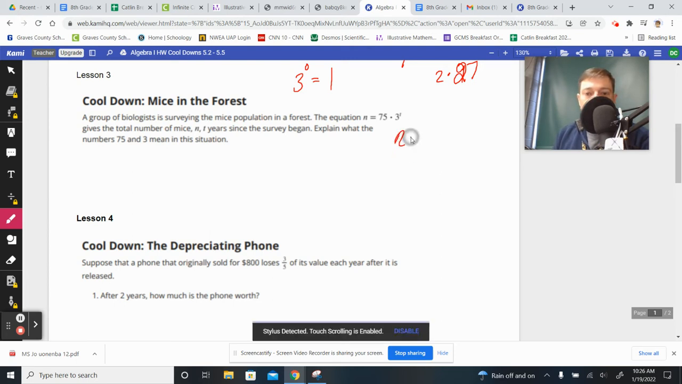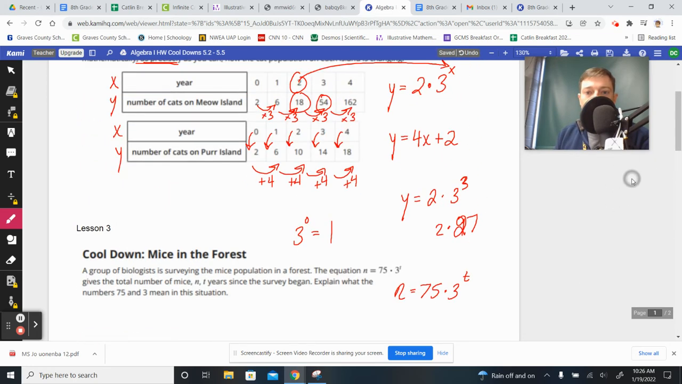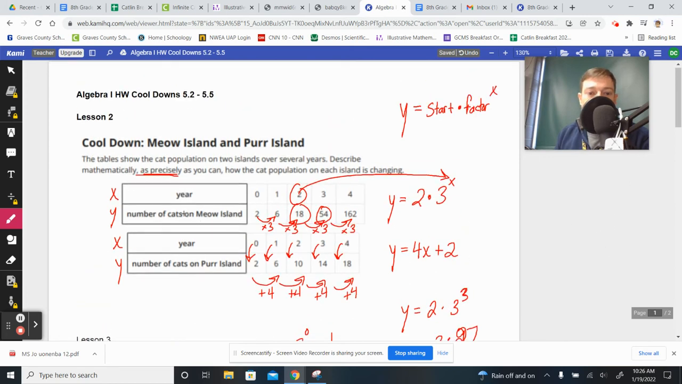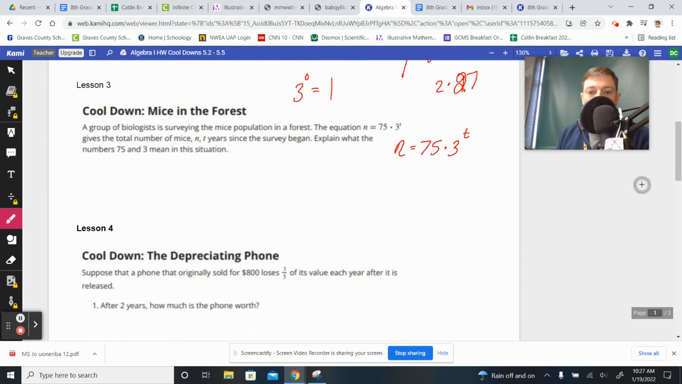So we've got n equals 75 times 3 to the t power. This is the basic setup of all of your growth situations. We saw it yesterday whenever we looked at the meow islands and they were growing, they were tripling. We got your start number, you multiply it by your growth factor to the power of x, which is usually time in these cases, t.